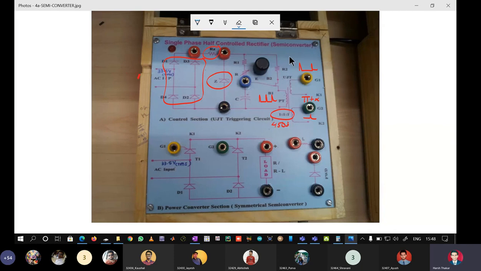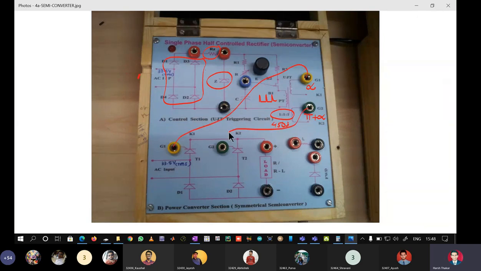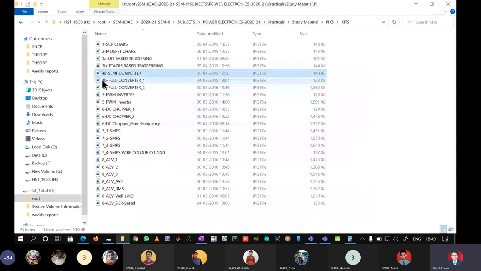That is why we can say that here I get alpha and here I get pi plus alpha. So if I make a connection like this, I take one wire, connect it here, I take another wire, I connect it here. That means this T1 will get the firing angle alpha and T2 will get the firing angle pi plus alpha. The same thing is repeated even in the full converter.